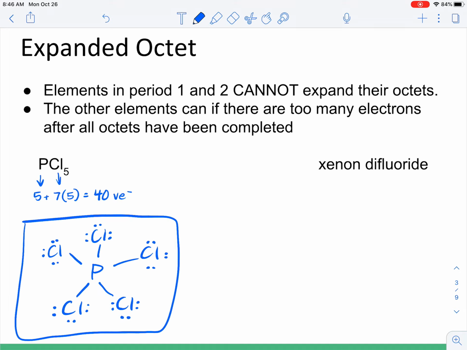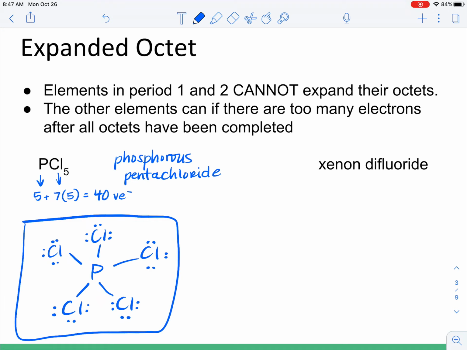All right, and if we were practicing naming, let's just do a quick recap here. We know that this is a covalent compound. We've got phosphorus, no mono on that first element, and then chlorine changes to chloride. All right, and we'll add our prefix. So 5, the prefix is penta. All right, so phosphorus pentachloride.